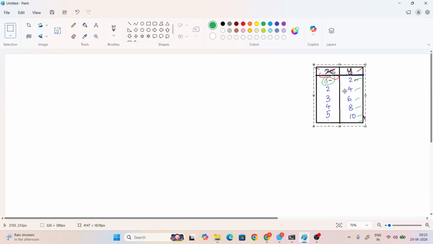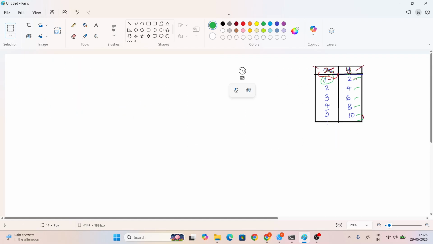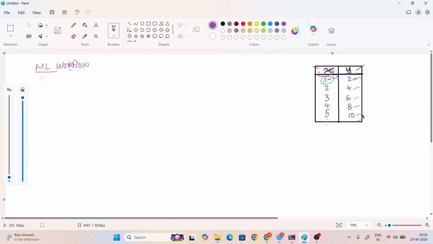Okay, now see, guys. The first one is the machine learning workflow. I'll write the ML workflow. The first thing is you have to understand the problem. First one is problem understanding. Given a simple problem, right? Chocolates and rupees, right? So first, problem understanding. The second one is data collection. And the next one is pre-processing the data.